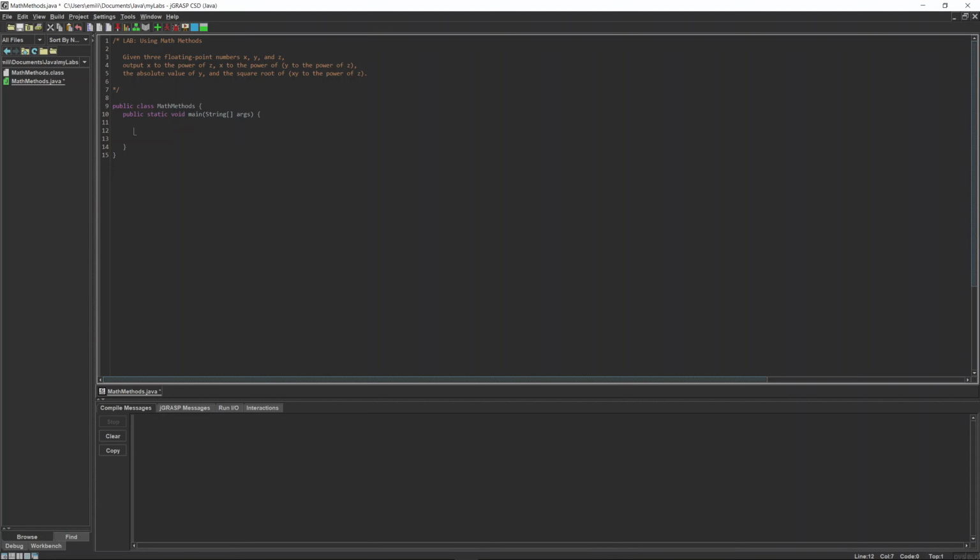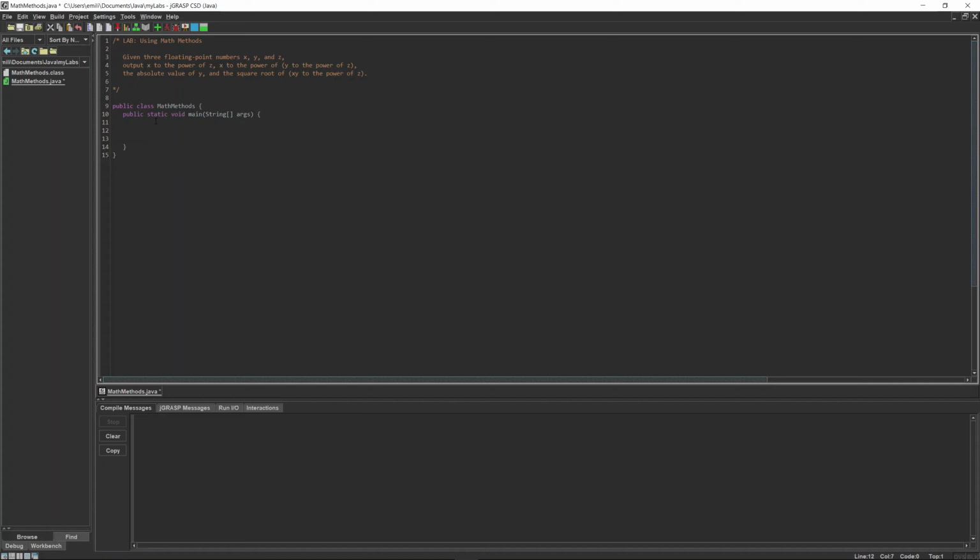Okay, so in this lab for using math methods, we are given three floating point numbers, x, y, and z, and it wants us to output x to the power of z, x to the power of y to the power of z, the absolute value of y, and the square root of x times y to the power of z. Okay, so we have our class MathMethods and our main method.